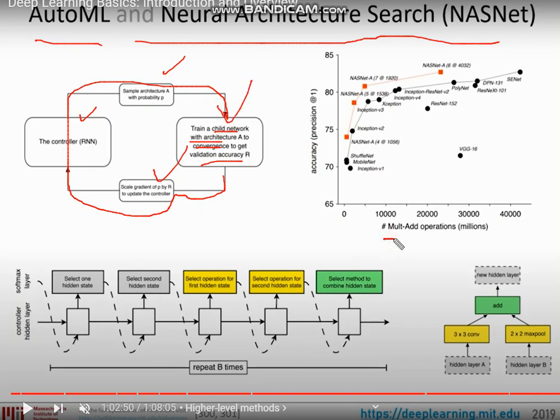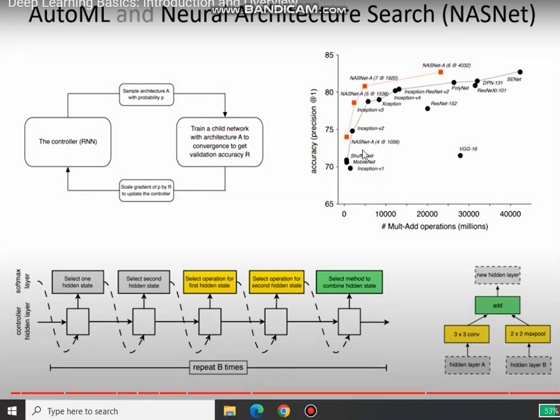Here multi-add operations in millions: 0, 10,000, 20,000, 30,000, 40,000. Accuracy, precision at 1: 65, 70, 75, 80, 85. Here NASNet is connected, and another one.